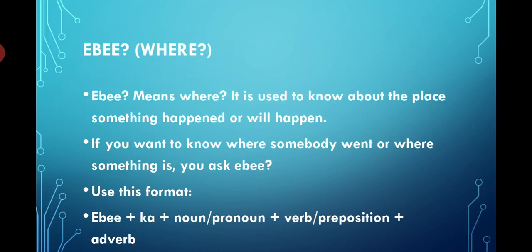Now the second question word we're doing is EBEE. EBEE means where. It is used to know about the place something happened or will happen. If you want to know where somebody went or where something is, you ask EBEE. Now, I like to give some formats for easy practice. So you write EBEE plus ka, plus a noun or pronoun, plus a verb or preposition, plus adverb. Now you see how that works in our examples.